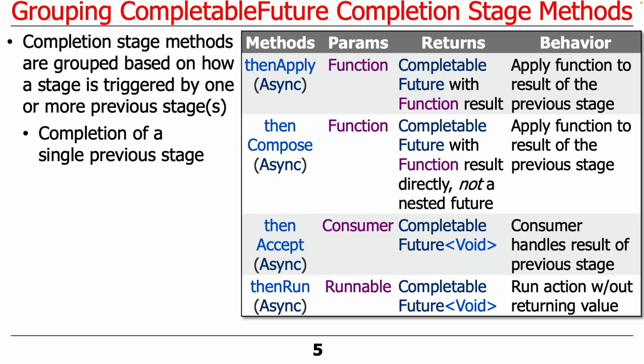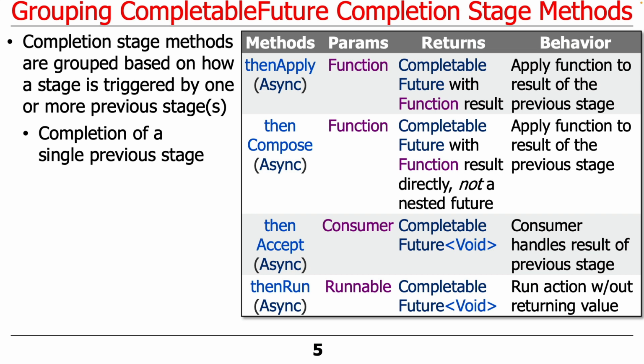Then there's also a method called thenCompose, which looks very similar to thenApply, except it returns a CompletableFuture with the result of a function directly, not a nested CompletableFuture. And at this point, you're probably wondering what the heck is the difference between those two things? I will show that with some cool examples a little bit later on. Again, the result of this is applying the function to the result of the previous stage.